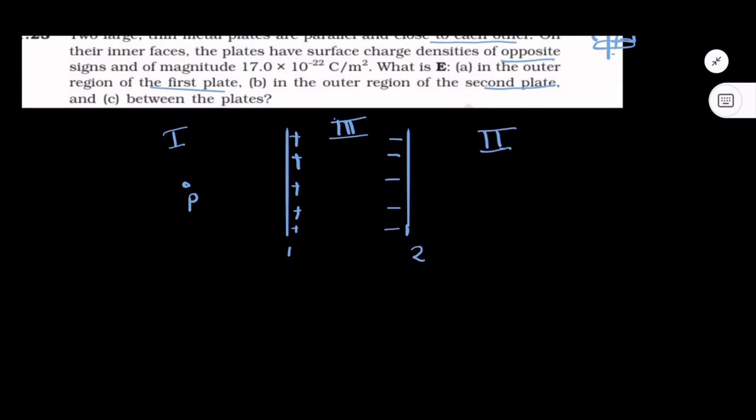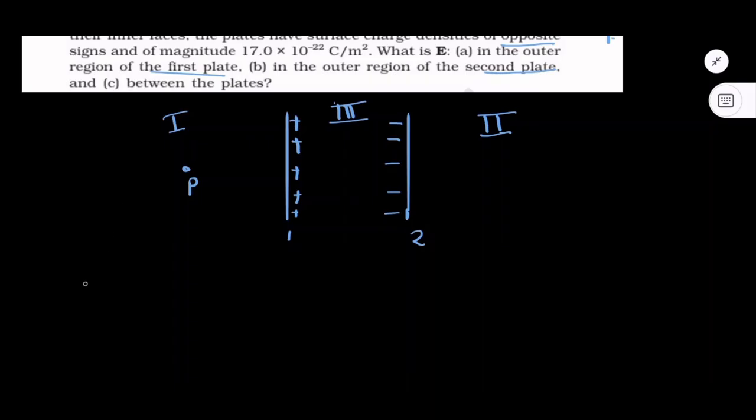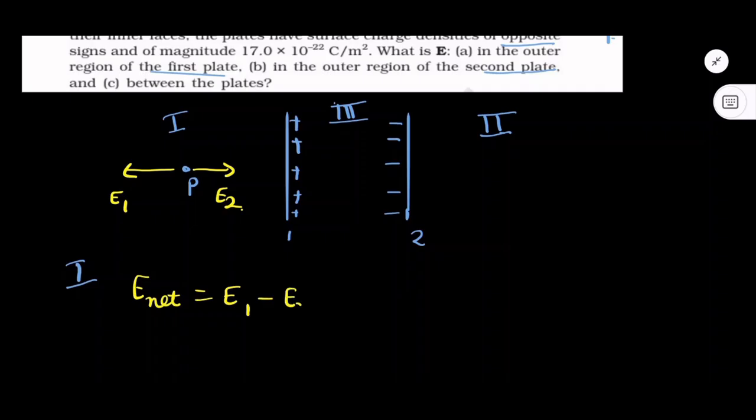Now for the first region, region 1, the electric field due to the first plate will be in this direction. Let me say it E1. And the electric field due to the second plate will be in its inward direction, towards the plate 2. So this will be E2. So the net electric field, if we need to find, is E1 minus E2. We'll write it in this way.